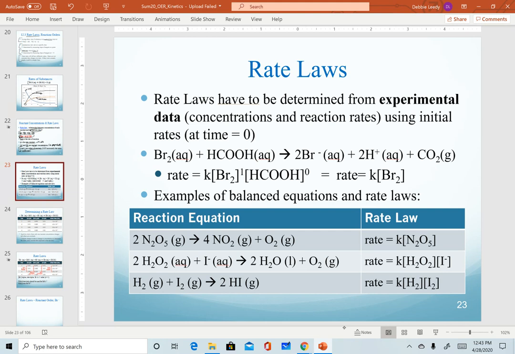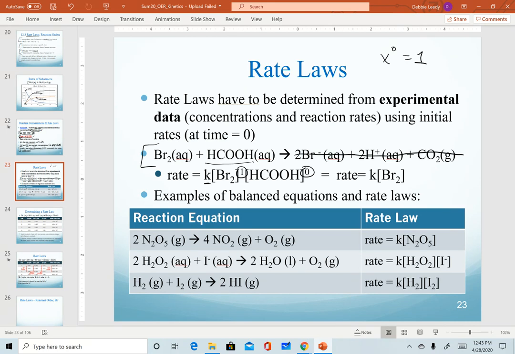A couple of examples to show you the difference between coefficients and orders. Down here we have the reaction between bromine and formic acid. Again, I'm only interested in looking at the reactants. I don't need to look at the products here. The experimental rate law was determined to be, again, we start with our rate constant. Bromine is first order and formic acid is zero order. Now remember, we're describing exponents here. Also remember that anything raised to the zero power becomes just a 1.